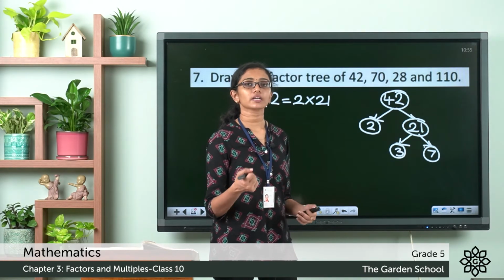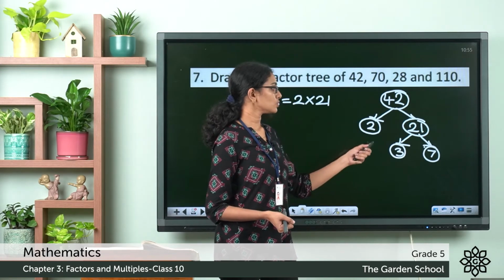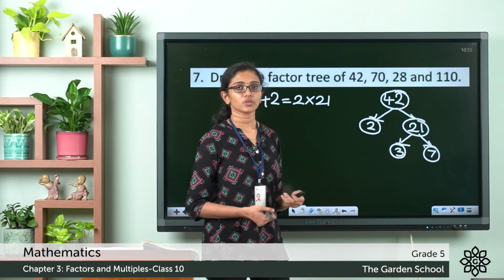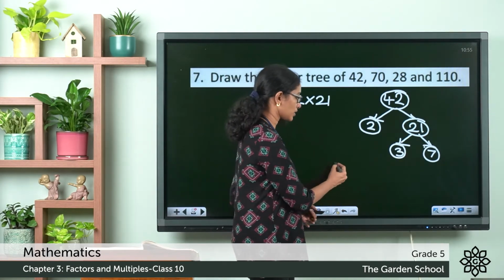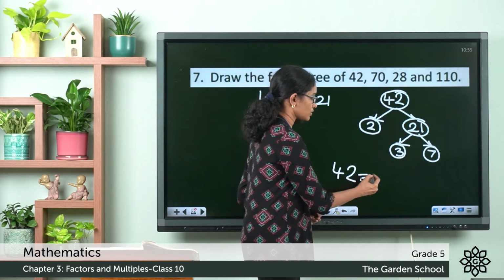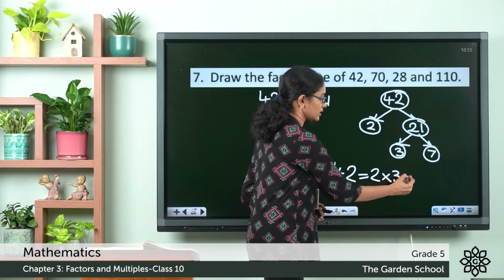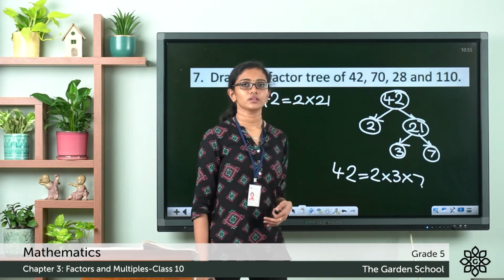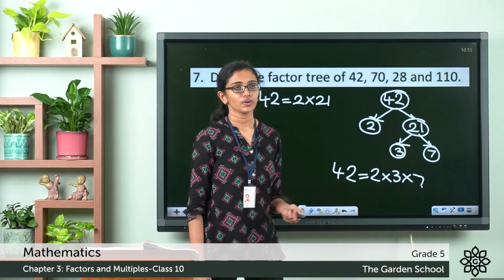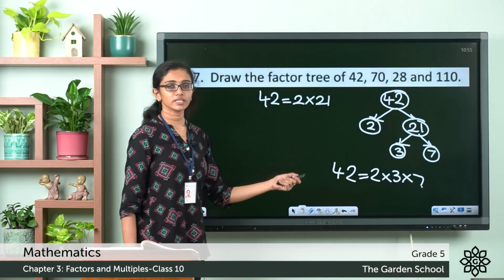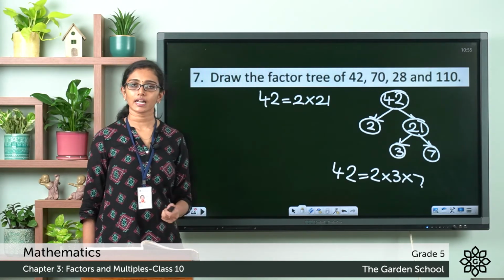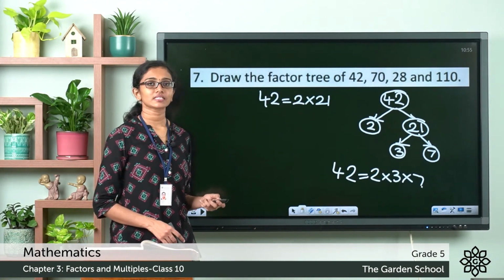So which are the prime factors of 42? 2, 3 and 7. So if you are going to write the prime factorization of 42, it would be 42 is equal to 2 into 3 into 7. So I hope this is clear to you now. You have to draw the factor tree for 70, 28 and 110 as well. So now let's discuss the next question.